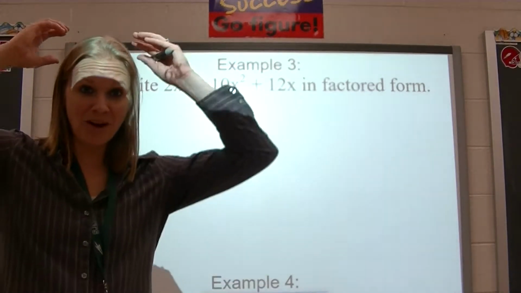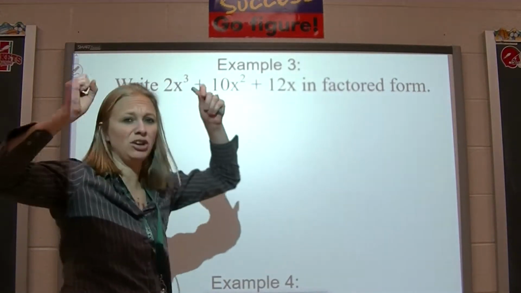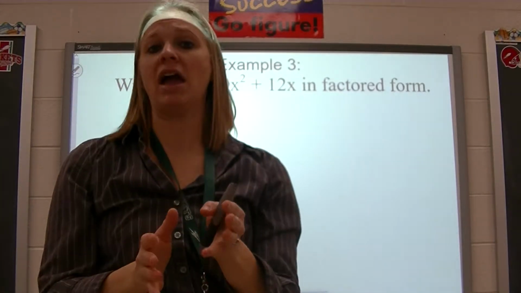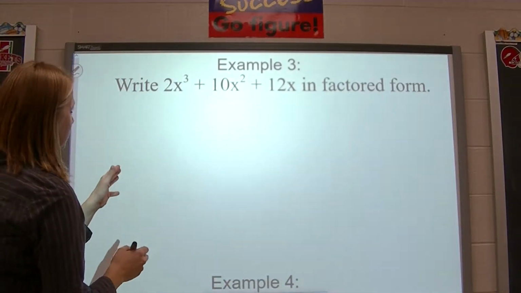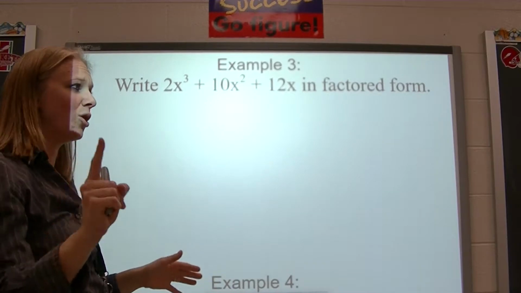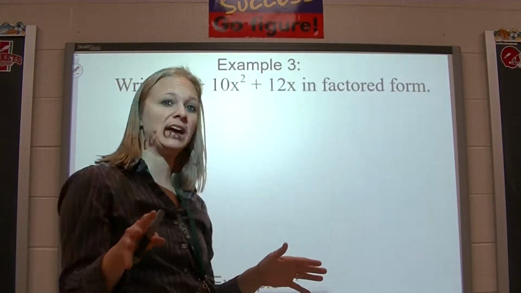Some of you might be saying, oh my gosh, I don't want to factor that. That has a cube. We've never factored a cube. And you're right, we haven't. But remember the first thing I taught you about with factoring is you always have to take out your greatest common factor.